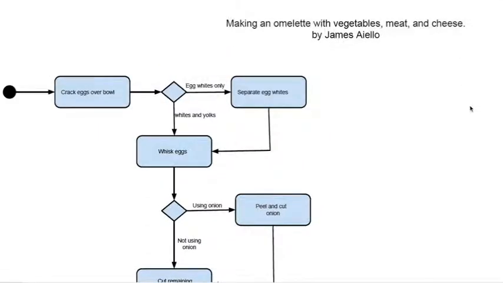Hello everybody, this is James Ayala and this is my activity diagram of my process making an omelet with vegetables, meat, cheese. So our first action begins with cracking eggs over a bowl. We then merge to the decision of if we're going to use egg whites only or the whole egg.